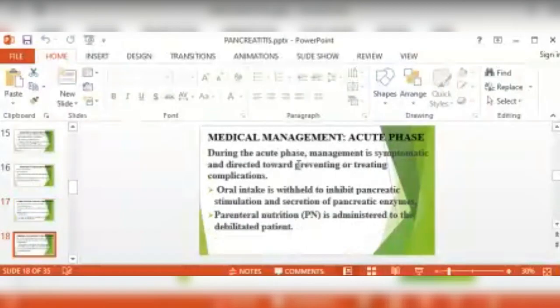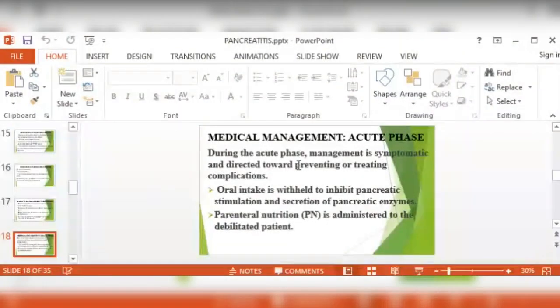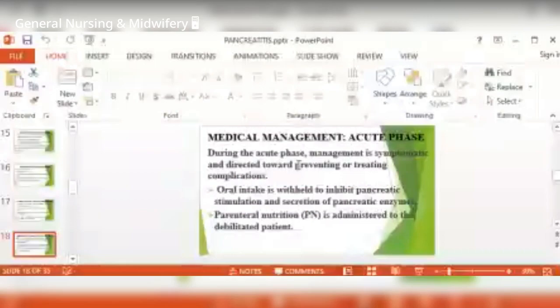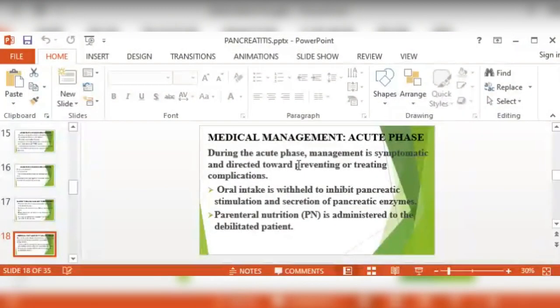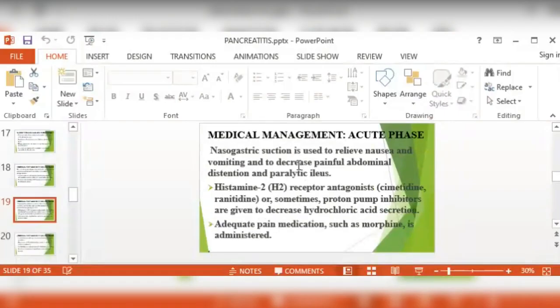And then medical management of pancreatitis. So we have the acute phase. During the acute phase of pancreatitis, management is symptomatic. When you say symptomatic, you manage the signs and symptoms. So if the patient is having fever, you manage the fever. That's in the acute phase, and it is directed towards preventing or treating complications. So if the patient is dehydrated, you hydrate. If the patient is having hyperthermia, you provide remedies to it. So the acute phase, you have to.